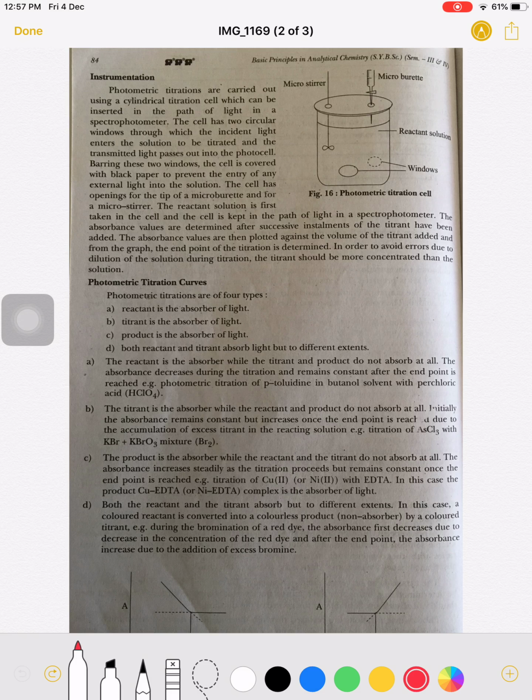Along with these windows, the cell has two openings for the tip of the microburette. Now see here, for the addition of solution from the burette, it has a small entry at the upper top of the right, and a small entry at the upper left-hand side for the stirrer. The reactant solution is first taken in the cell.